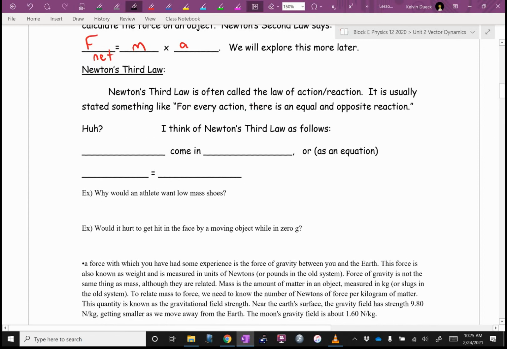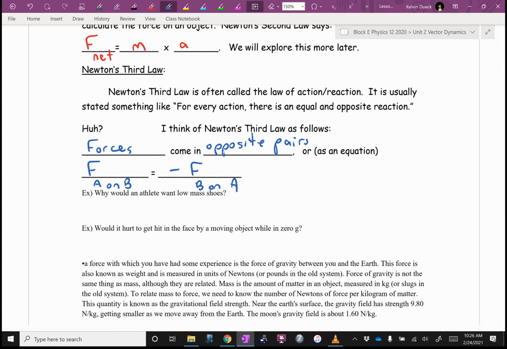Newton's third law is the action-reaction law. For every action, there is an equal and opposite reaction, which again, to me, is confusing. Mr. Dewick says forces come in, and really, I should say, opposite pairs. As an equation, the force of object A on object B is the opposite of the force of object B on object A. F of A on B equals negative F of B on A.